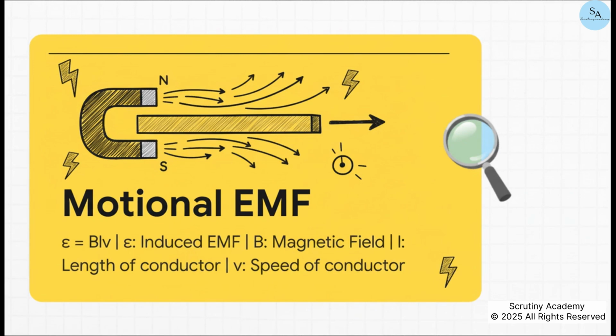Okay, now for a slightly different situation. What if, instead of the magnetic field changing, we move a wire through a constant field? Well, that also creates a voltage, and we call it motional EMF. The formula here is epsilon equals BLV, where B is the field strength, L is the length of the conductor, and V is how fast it's moving.